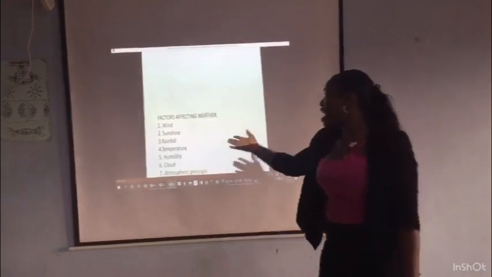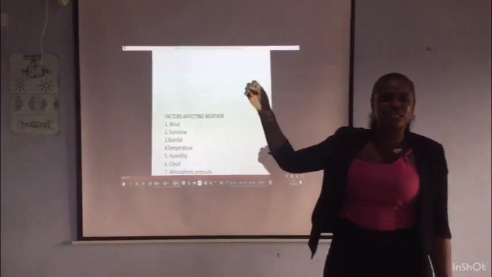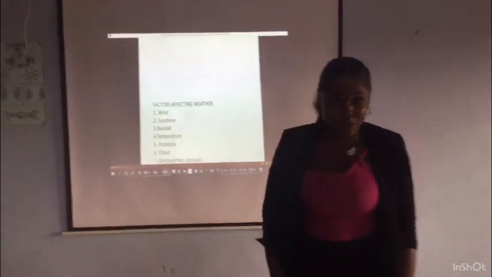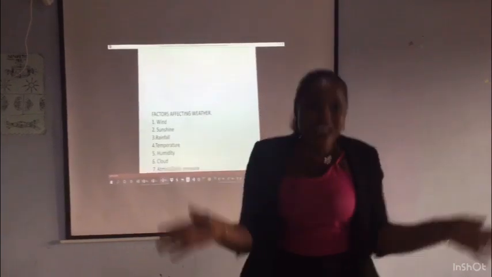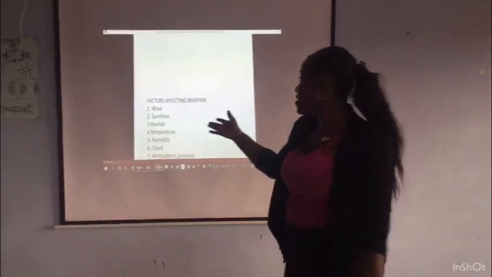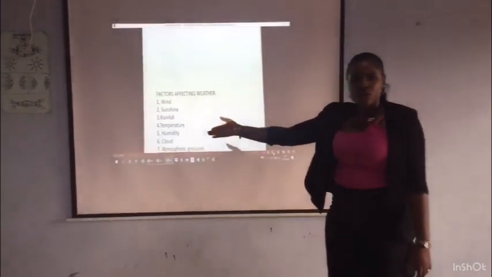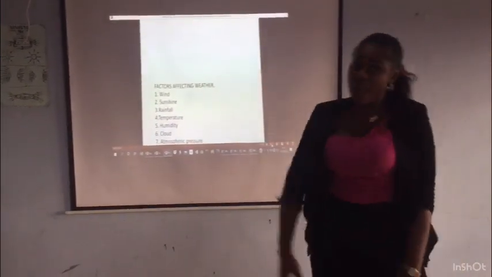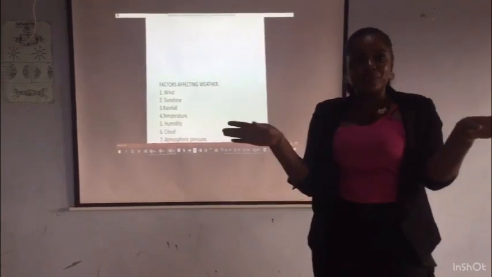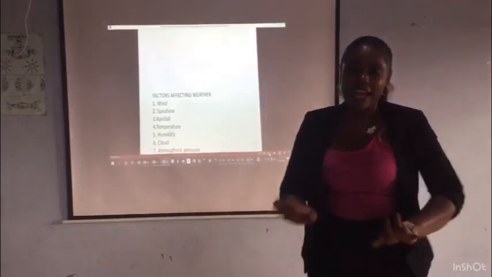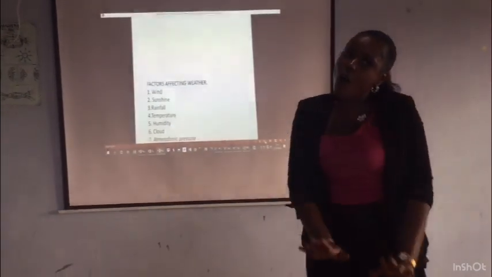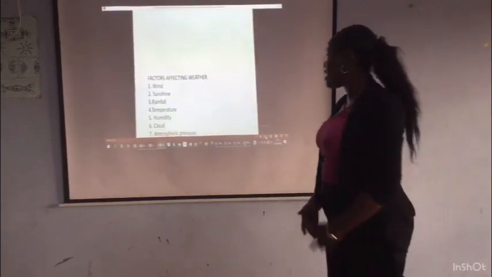Alright. And when we have sunshine, when we have sun, you can tell what will happen to the weather, right? It becomes hot. So these are factors that affect weather. We have rainfall. When water falls from the sky, you know what happens to the weather, right? The temperature drops and the weather becomes cold. So this is also a factor that affects weather.